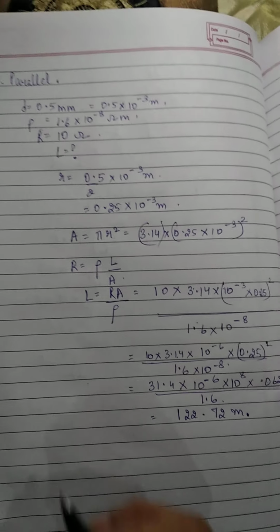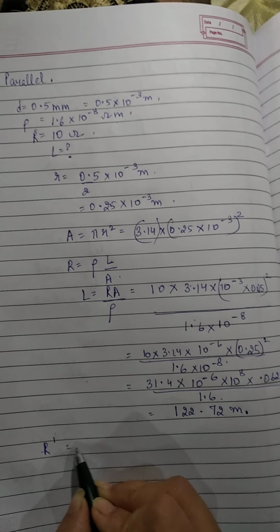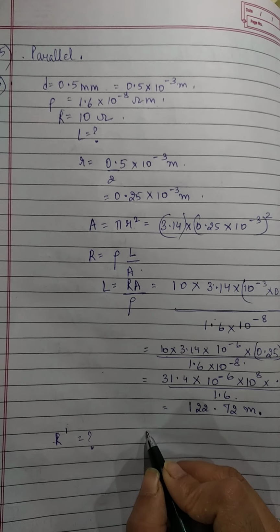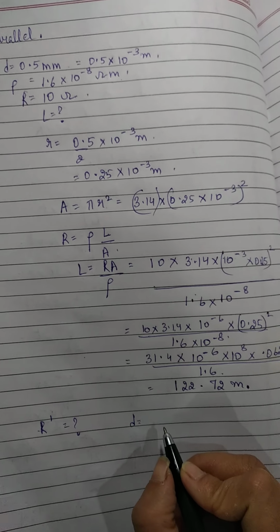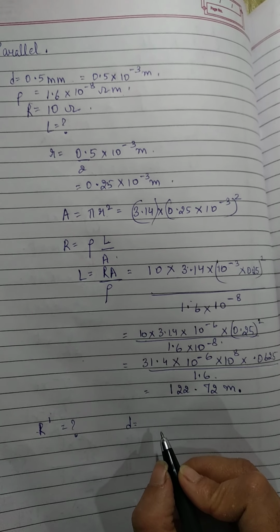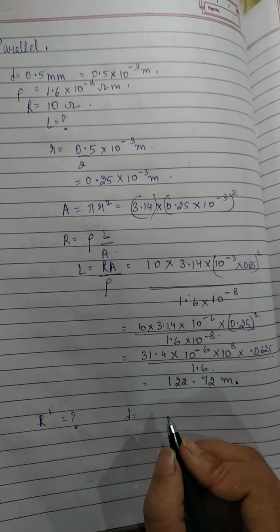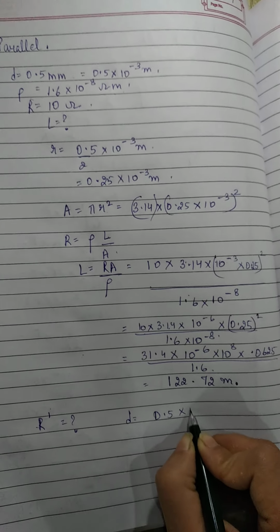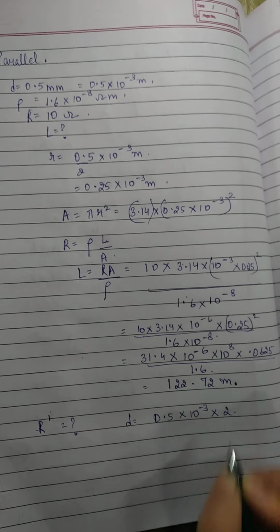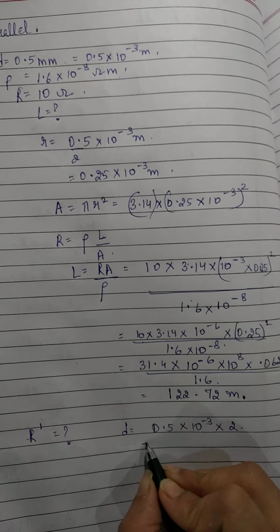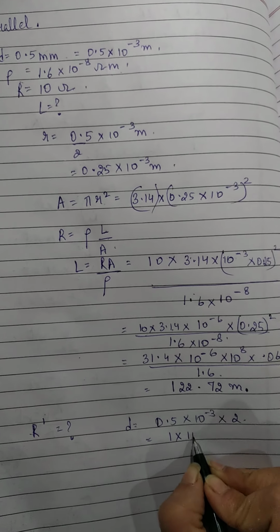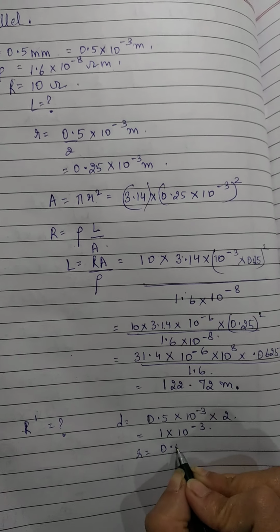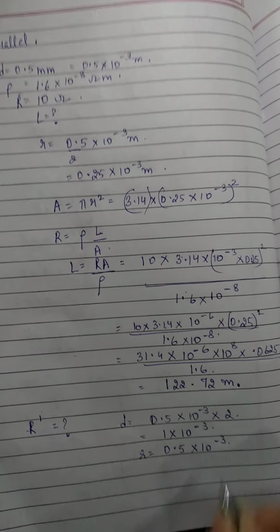The next part of this question, that is, how much does the resistance change if the diameter is doubled? Now, what is the value of resistance? Let it be R dash when the diameter is doubled. Earlier the diameter was 0.5 into 10 raised to power minus 3 meters. Now, if it is doubled, it becomes 0.5 into 10 raised to power minus 3 into 2. So the diameter now becomes 1 into 10 raised to power minus 3. So radius becomes 0.5 into 10 raised to power minus 3.